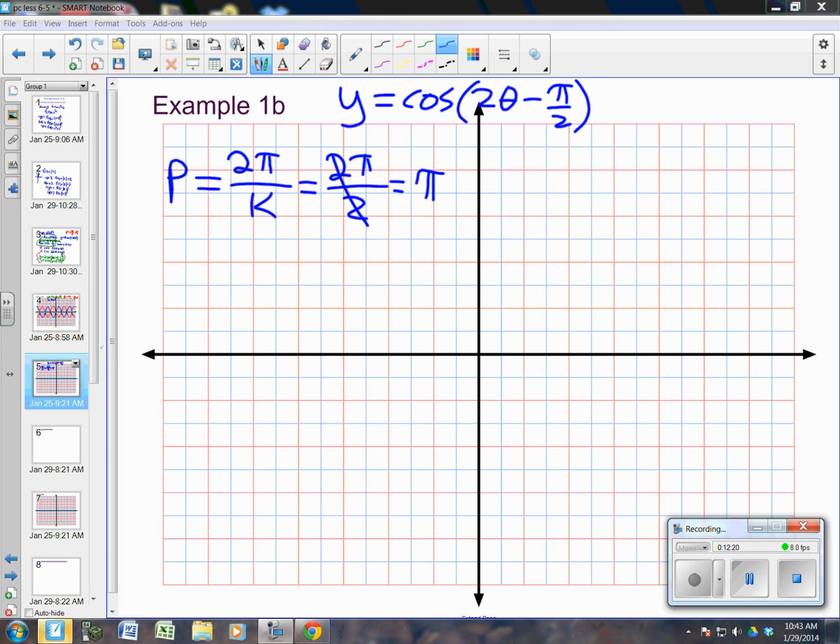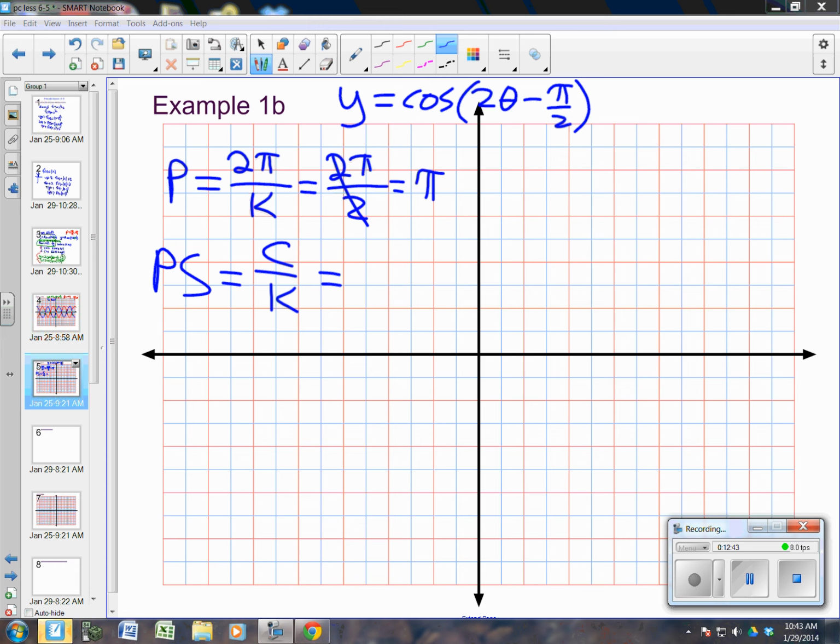Now, the phase shift, we'll call it PS for phase shift. Phase shift, that's opposite of spaceship, in case you're wondering right there, Alex. Okay, the phase shift is equal to C over K. Do you remember that formula? Alex, you got that formula? Phase shift is C over K.